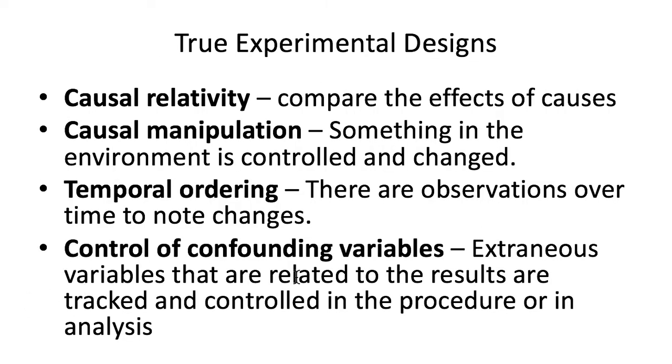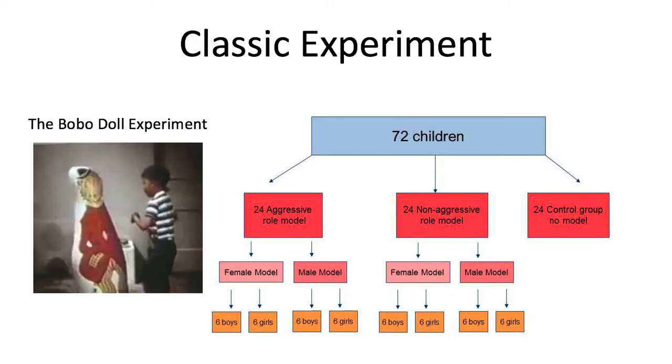When I think about control of confounding variables, which is the fourth thing, I'm thinking about all related or relevant variables that might impact my dependent variable, right? So if we go back to the Bandura experiment, I may think that gender has something to do with it. So I'm going to design my study so that I essentially wipe gender out by having both the models be balanced and the subjects be balanced across this important variable.